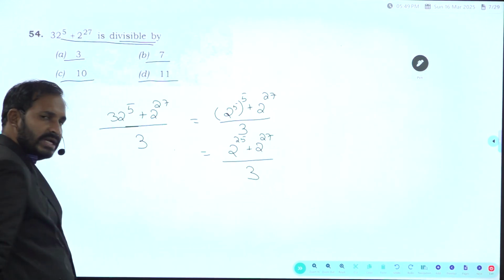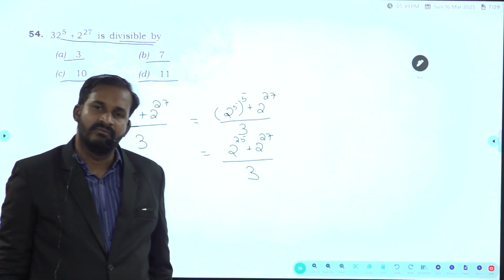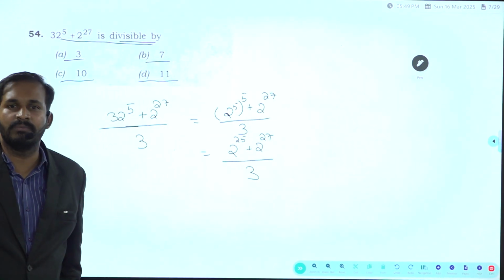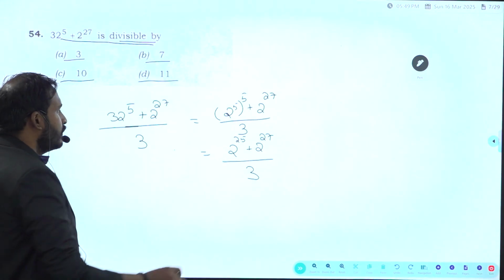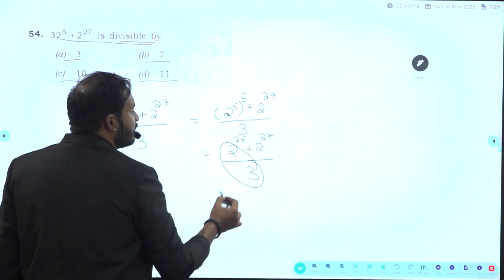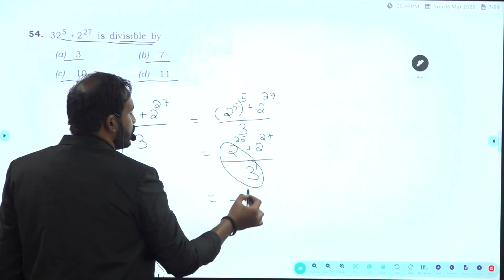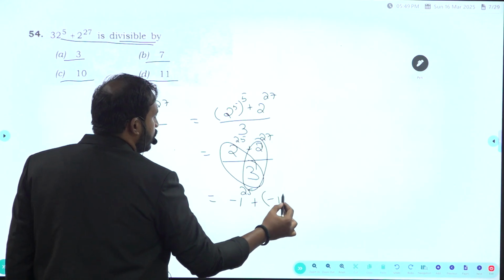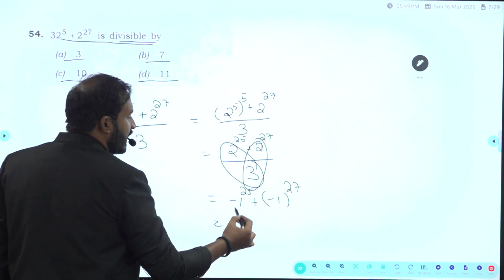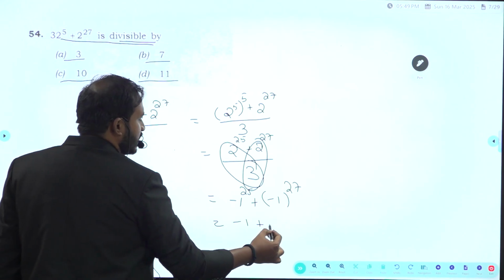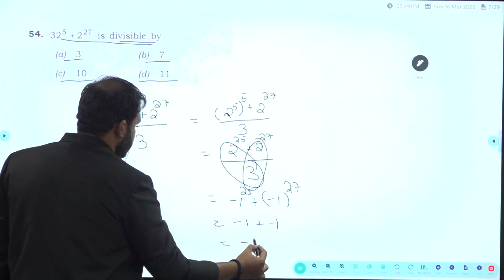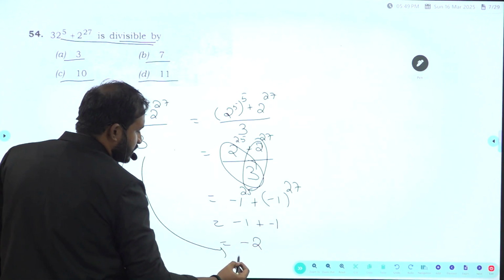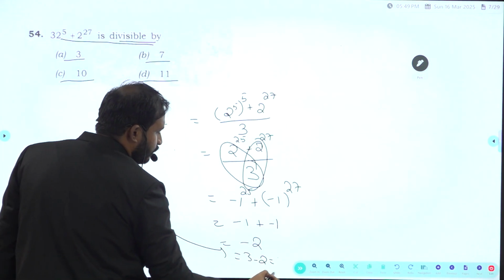Students, don't worry. We will discuss all these things in detail when we start our sessions. But meanwhile, for your knowledge, we are just solving some previous year's questions. So 2 by 3, what is the remainder? It is minus 1. So minus 1 whole to the power of 25. And similarly 2 by 3 here also minus 1 whole to the power of 27. So minus and minus, minus only. Minus 1 and minus 1 becomes minus 2. But we will write our remainder as positive. So 3 minus 2 is equal to 1.